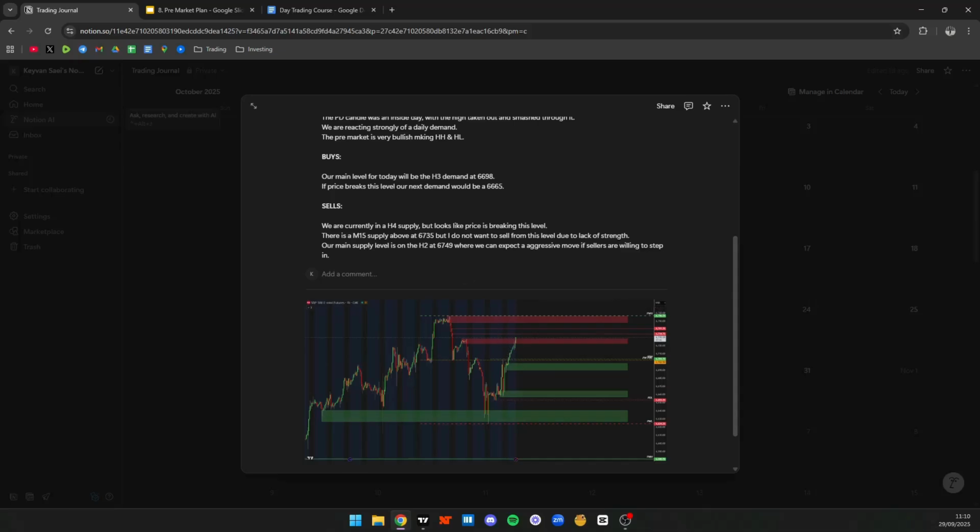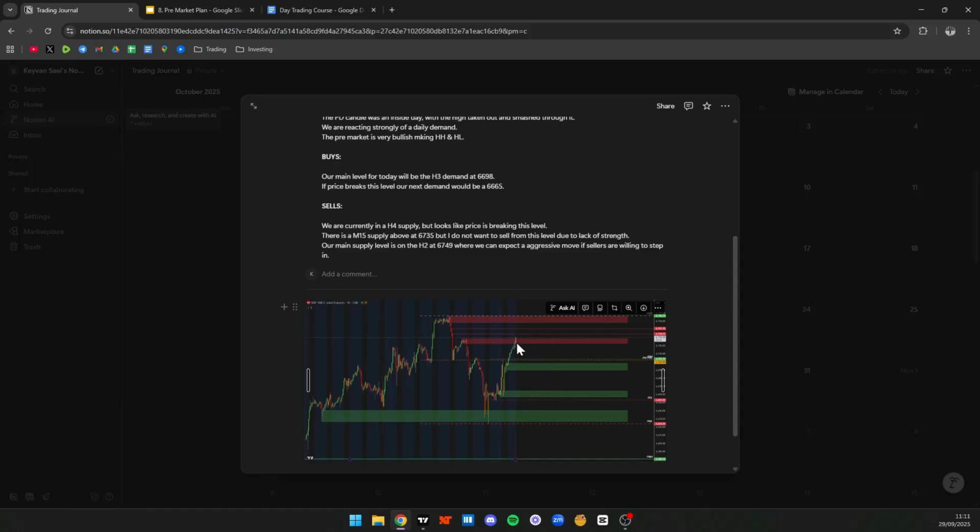So our main level for today will be the H3 demand at the 6698, which would be this level. And if price would break this level, our next demand would be 6665, which is obviously the top of the zone. You can write down both sides of the zone, the top and the bottom. I usually always do the edge closest to the price action. So for supply it would be the bottom part, for demand would be the top part.